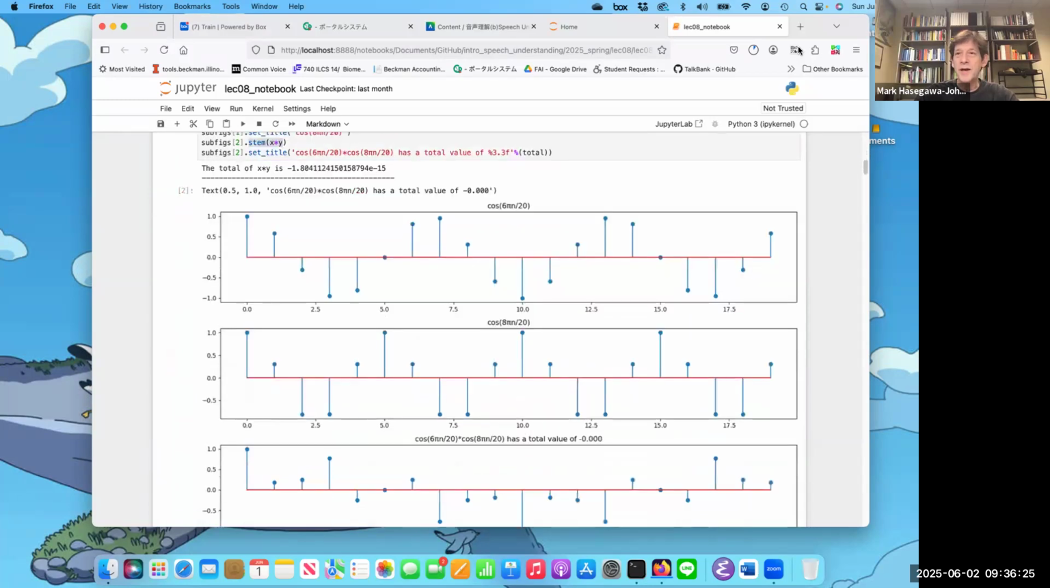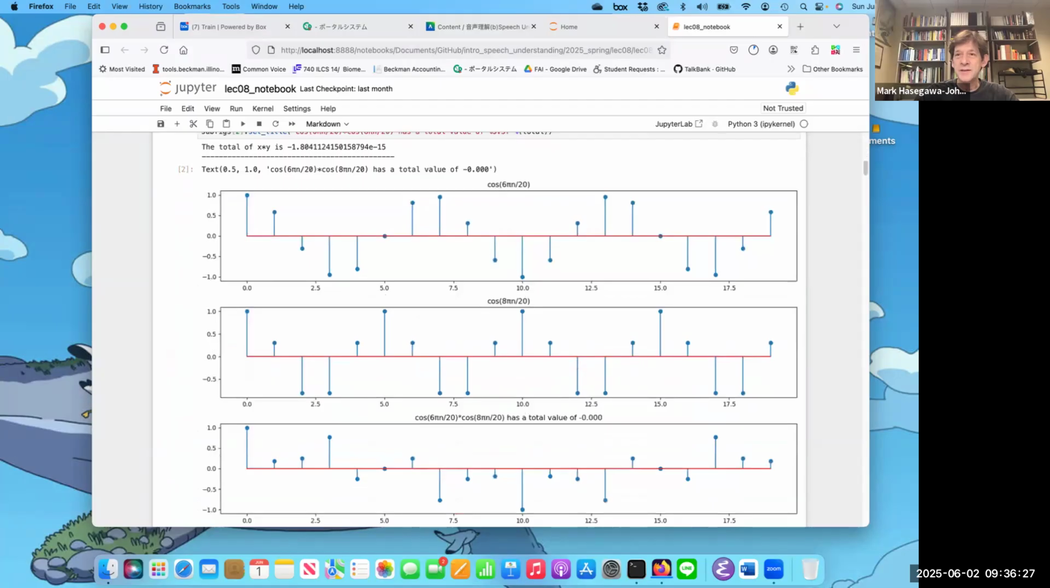So here in subplot 0, I have a cosine that has 3 complete periods: 1, 2, 3. In the second plot, I have a cosine that has 4 complete periods: 1, 2, 3, 4. And in the bottom, I have the product. I have this cosine multiplied by this cosine.